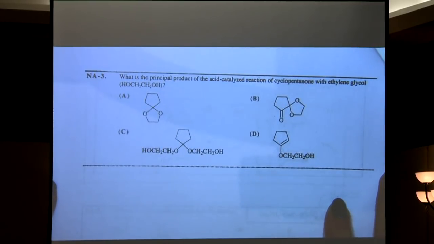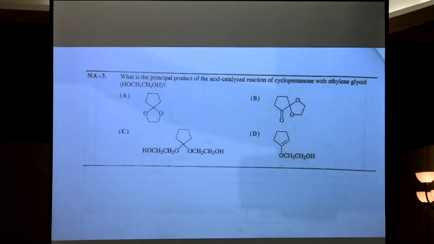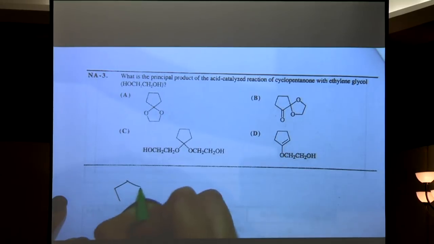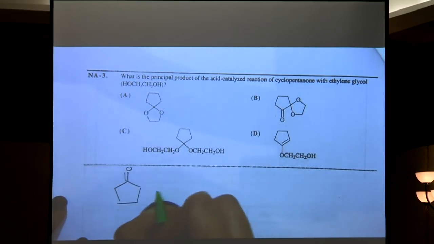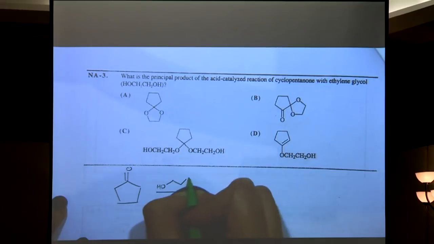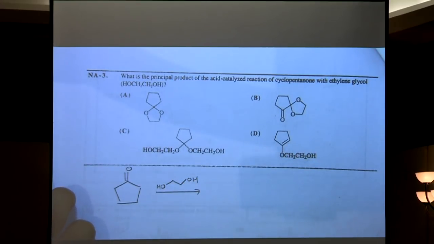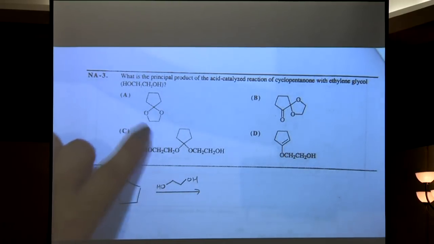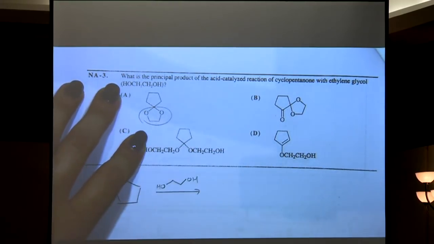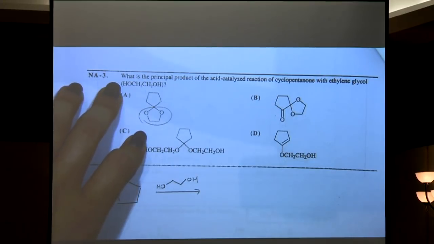These should look familiar as well. It's kind of recent. So what is the principal product of acid catalyzed reaction of cyclopentanone with ethylene glycol? So cyclopentanone looks like that, and then we're going to react it with ethylene glycol. The reaction is actually pretty long, like the mechanism, so I don't know if you guys want me to go over that because we don't really have that much time, but as long as you know that when you're reacting a ketone with ethylene glycol, you get this, you should be solid. They're not going to ask you for the mechanism at all.